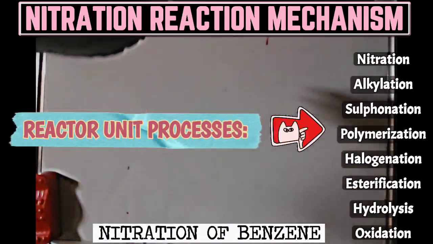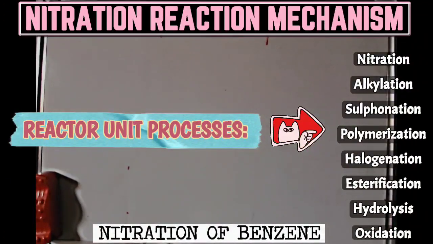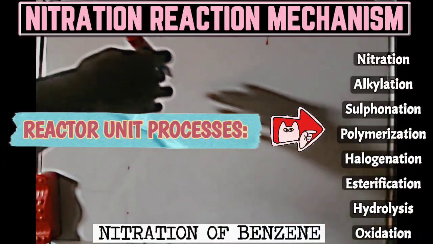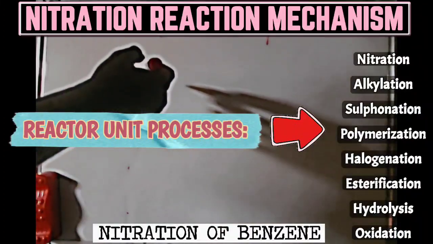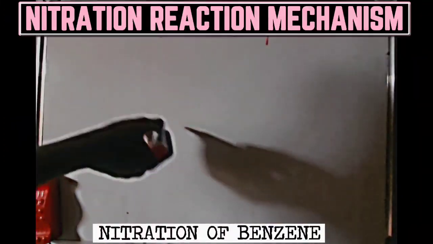Nitration. Nitration is one of the unit processes. We've defined what a unit process is. We've talked about the reactors. So the unit processes we can see here. So we'll start with nitration. Nitration is just the introduction of one or more nitro groups.